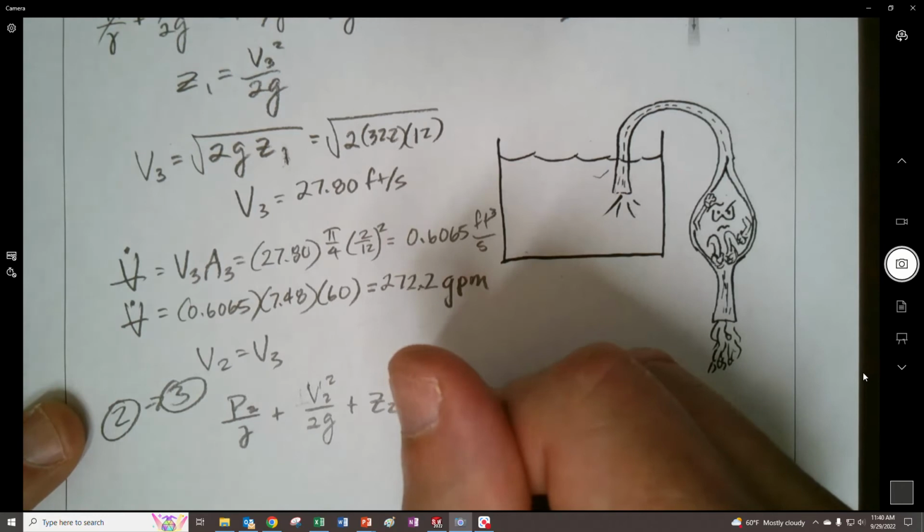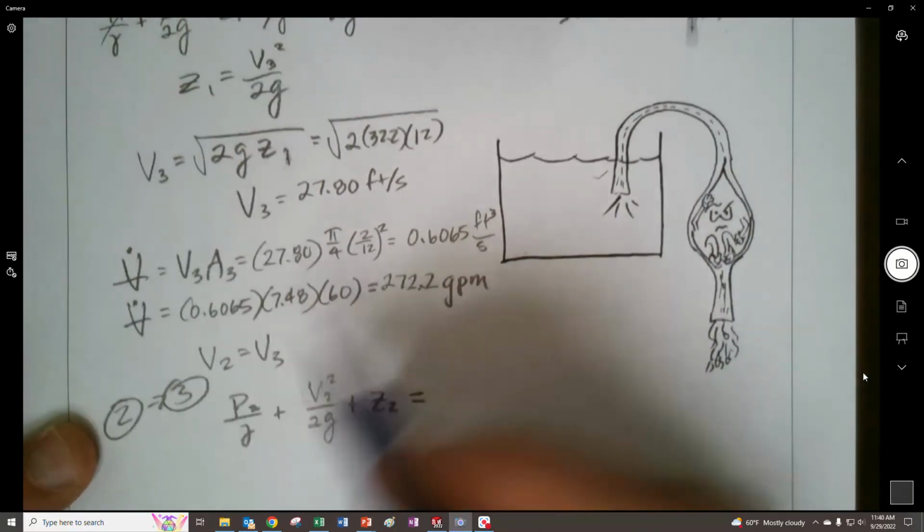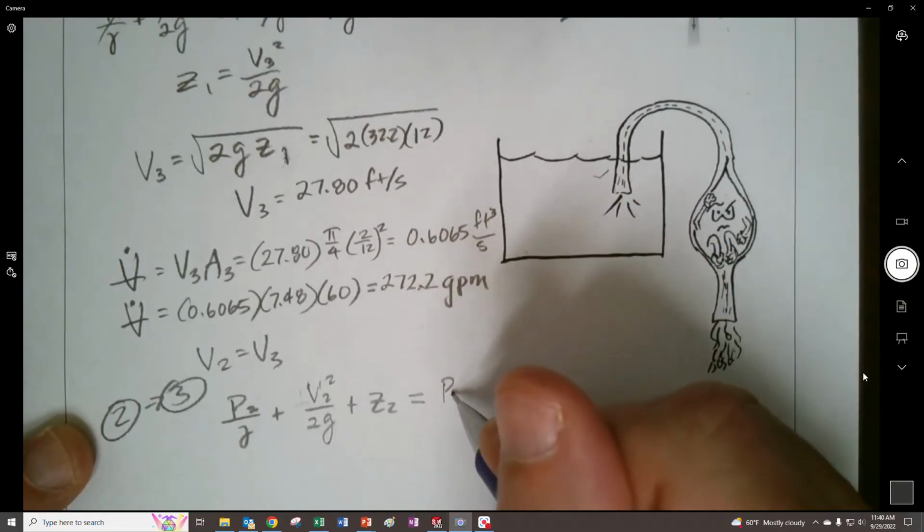Did I say 2 and 3? I meant 1 and 2. What? I guess I'm doing... Oh, no. Okay, I see. I know what I did. Okay, so this is actually easier this way.